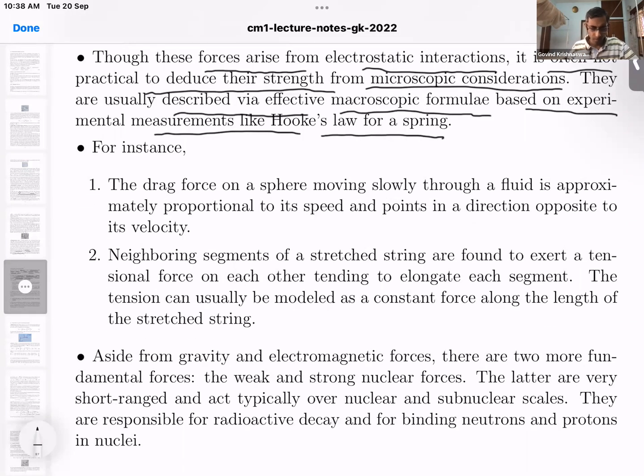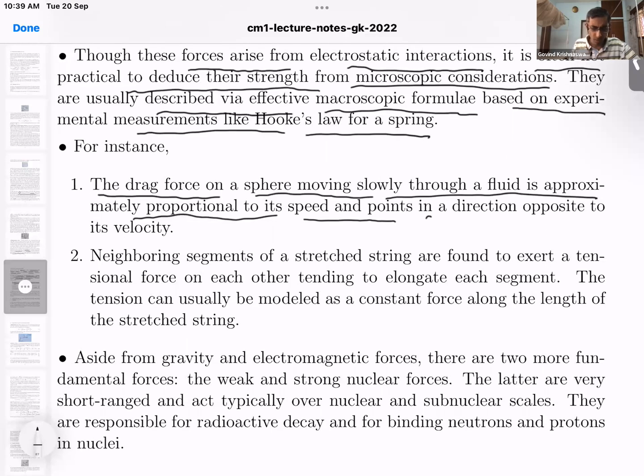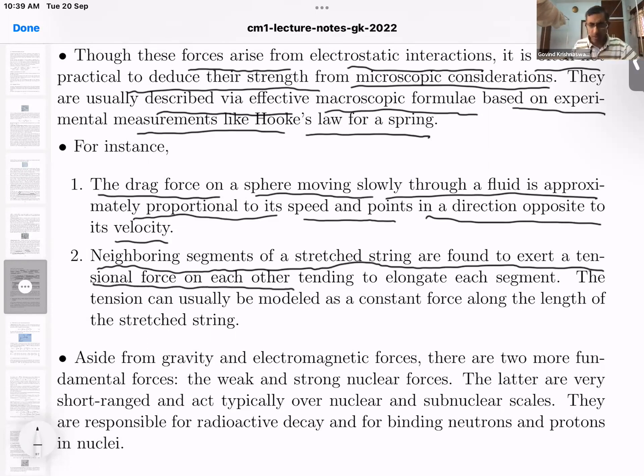Now, the drag force on a sphere moving slowly through a fluid is approximately proportional to the speed of that sphere. I say approximately because there are lots of other effects. It's not exactly linear in the velocity, but it points in the direction opposite to its velocity. So this is another example of a macroscopic emergent force. Again, very difficult to deduce based on interaction between water molecules and your sphere, or for that matter, neighboring segments of a stretched string are found to exert a tensional force on each other. So you may have a stretched string, here, a vena string, and you have, let's break it up into some segments.